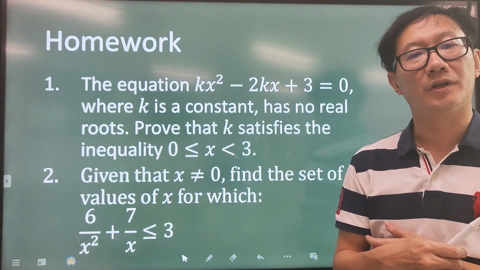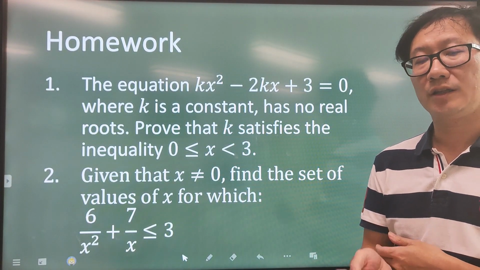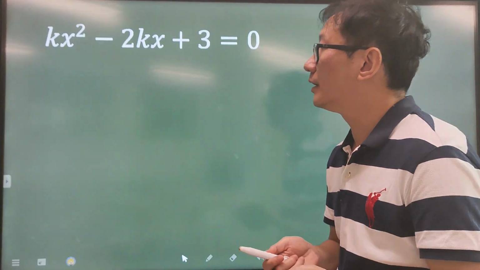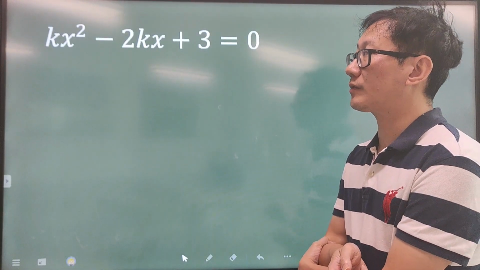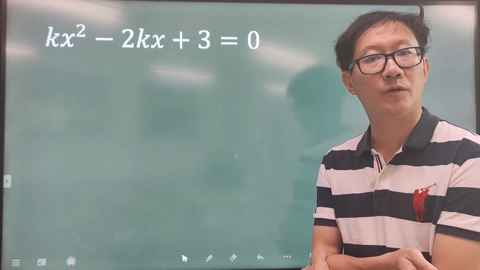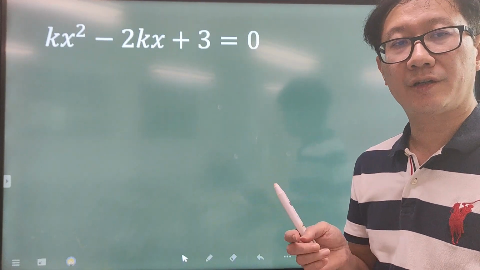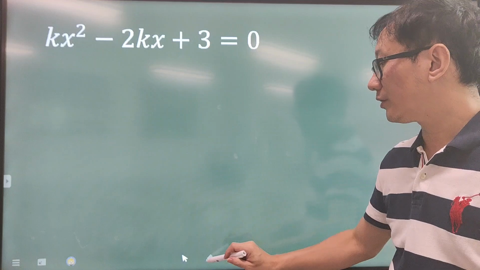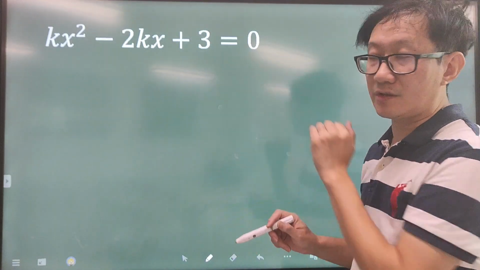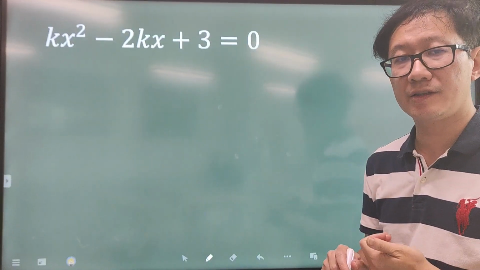Okay, let's look at homework from quadratic inequality. So first, we have this quadratic equation, kx squared minus 2kx plus 3 equals 0. And the question tells us that this quadratic equation has no real root. So that means its discriminant must be less than 0.